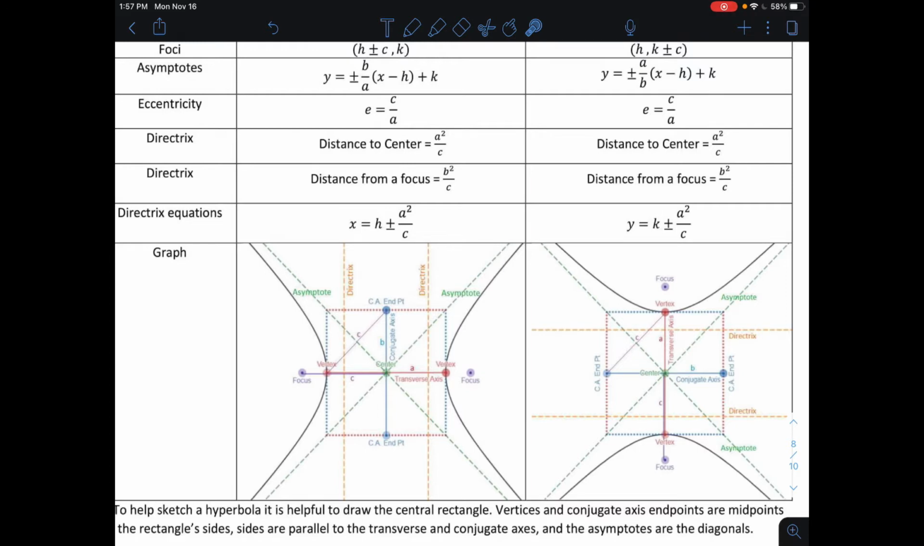Eccentricity, which is the ratio of the distance from the center to the focus compared to the distance from the center to the vertex, C over A, is still the same as it was for the ellipse. The difference is, since the distance from the center to the focus is greater than the distance from the center to the vertex, the eccentricity of a hyperbola is always bigger than 1.